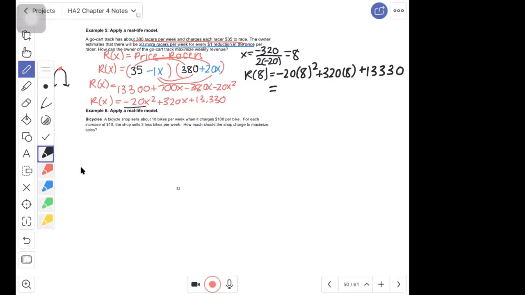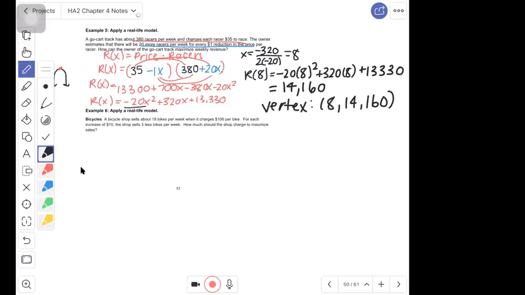So you end up getting 8 for your axis of symmetry, x equals 8. And then we're going to plug that into our revenue. And when you do that, you would end up getting 14,160. So our vertex, that point, that maximum, is 8, 14,160. So what does that mean?